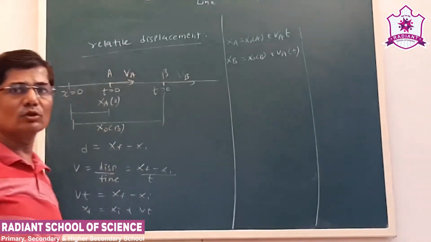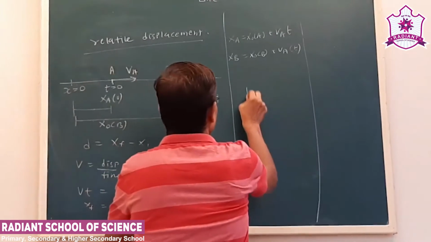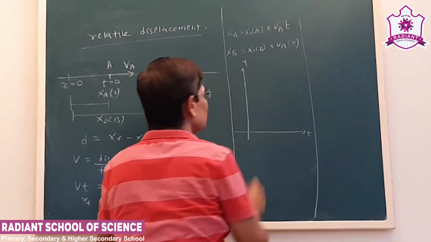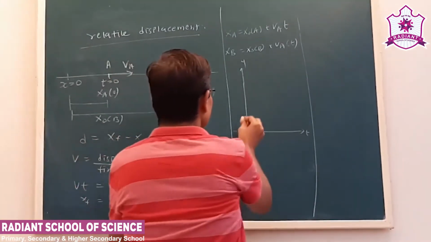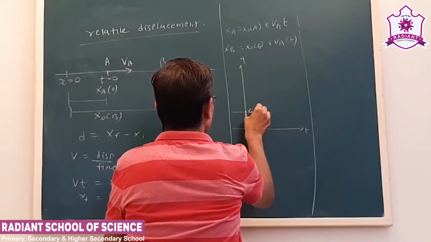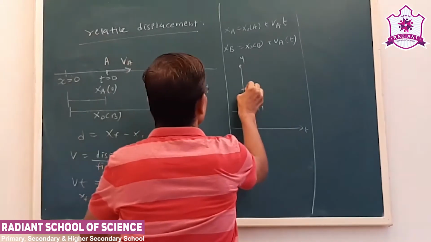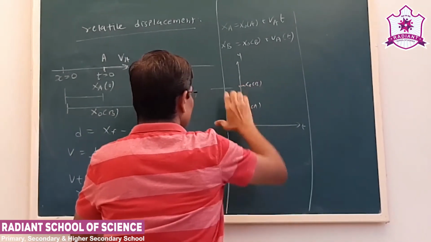Okay. Now suppose I have to show on the graph. On the x-axis we show the time and on the y-axis we show the position. This is x0A, that is the initial position of A. Now see the initial position of B, x0B. That is x0B, this is the distance.